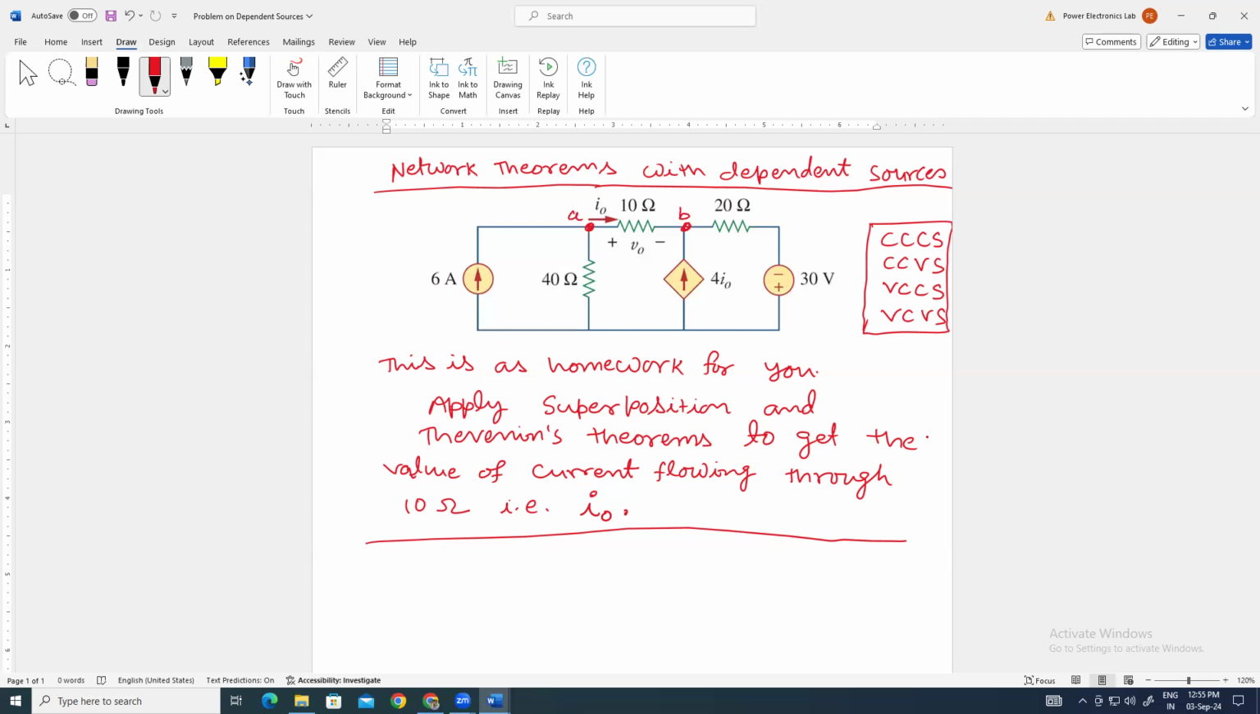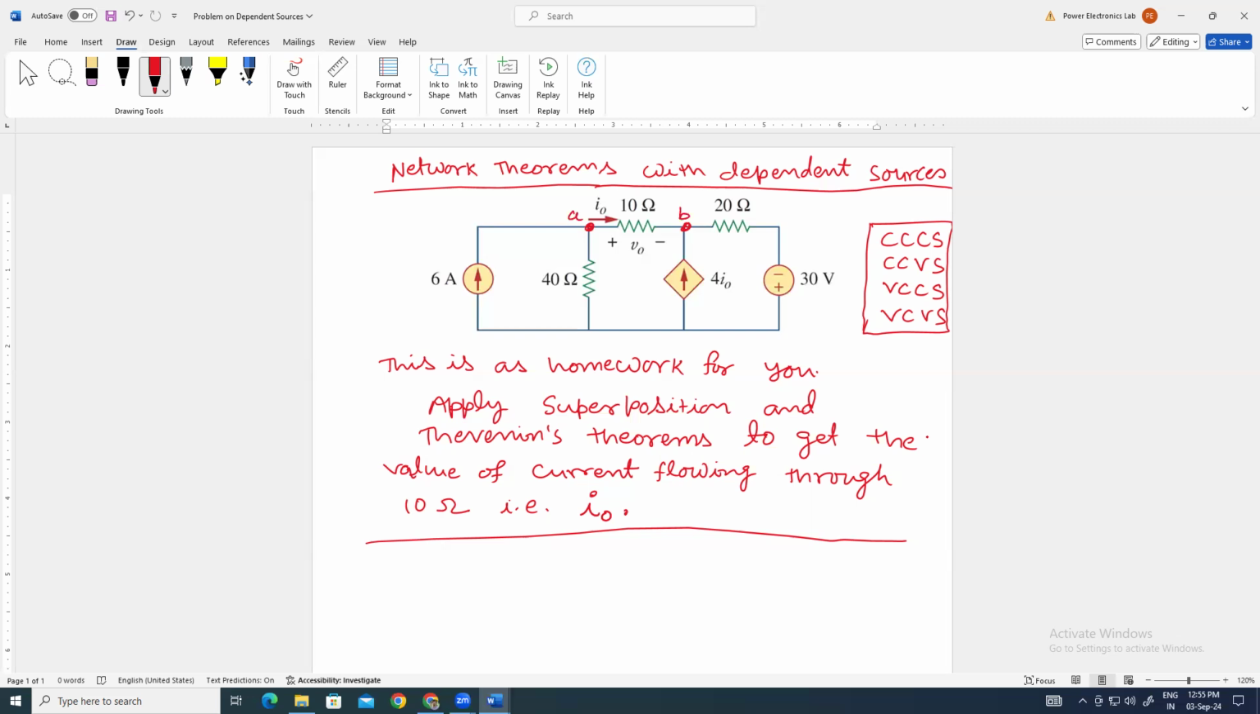जब हम रिमूव कर देंगे, so in between these 2 terminals, we have to apply Thevenin's theorem. So we have to calculate open circuit voltage or Thevenin voltage across these 2 terminals and equivalent resistance in between these 2 terminals. Clear?